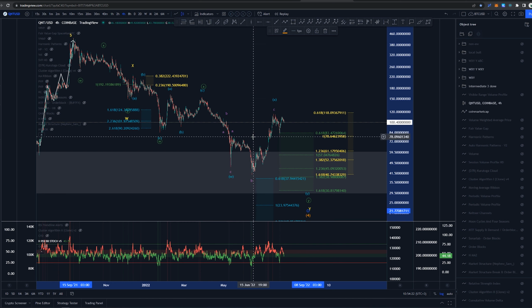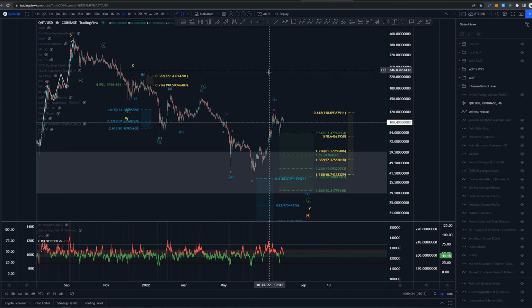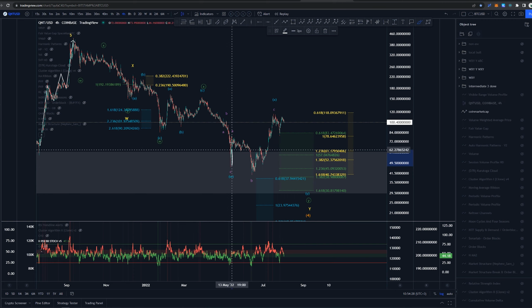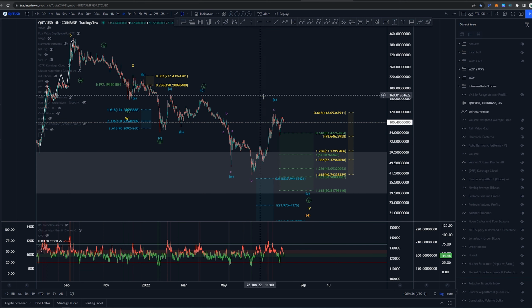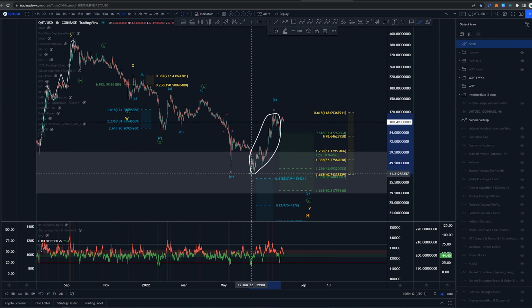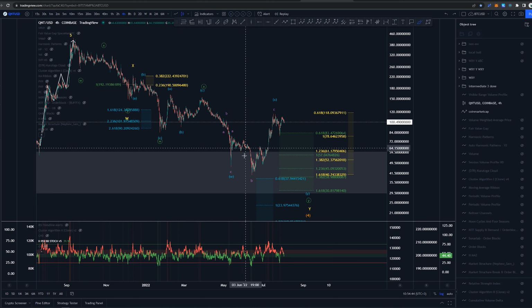For this to happen, we had a bit different look on this previously, but I had to adjust it now. On this one, again, ABC into W, ABC into X, and then we would be looking for a three-way structure into wave Y to take out those lows. So this is one of the possibilities. It's an okay looking structure, as I am counting this as a definite five-way structure.